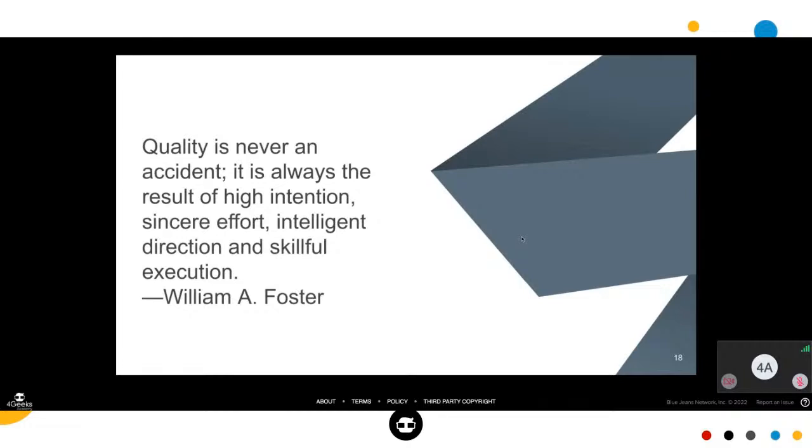So quality is never an accident, right? It's always a result of high intention. Quality is on purpose. You are implementing quality on purpose. Sincere effort, intelligent direction, and skillful execution. That's why we cannot negotiate quality. Obviously, there is a trade-off in this negotiation, right?